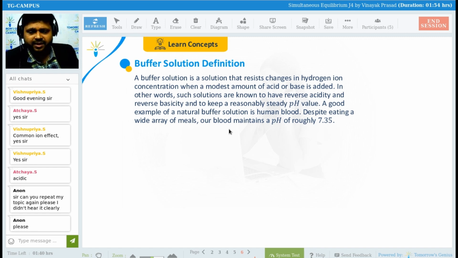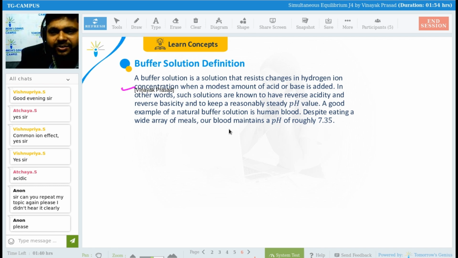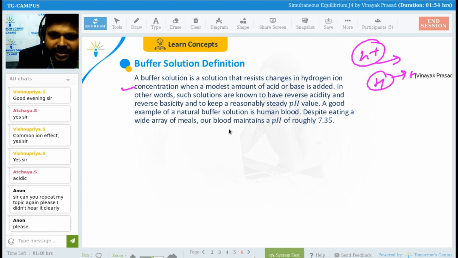Now, see about this buffer solution, guys. A buffer solution is a solution that resists change in hydrogen ion concentration. Hydrogen ion concentration is what? H plus. Getting my point? H plus means what? Acidic in nature. If in any solution we are getting H plus ions, it means what? That solution is what? Acidic. So a buffer solution is a solution that resists change in hydrogen ion concentration when a modest amount of acid or base is added. Getting my point?